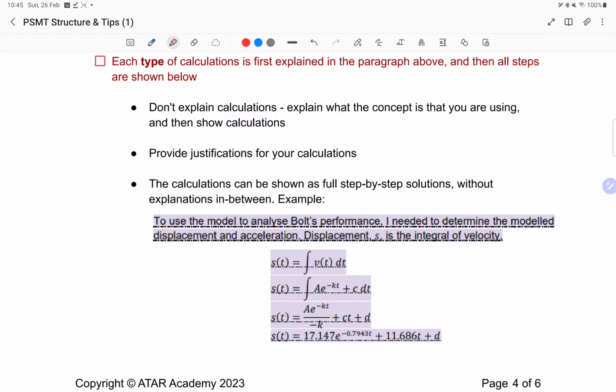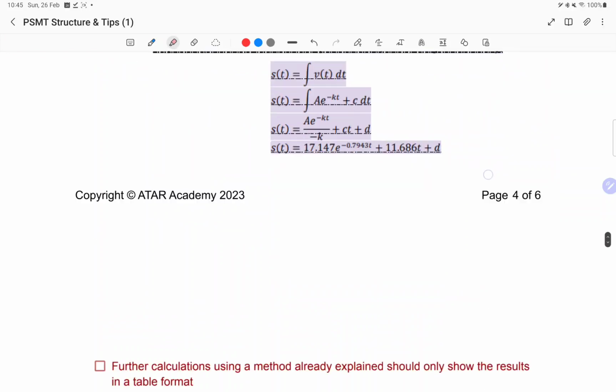Your b is your k. Yeah, your b is your k. E power kt or something like that. So you have to explain the variables in the mathematical concepts and procedures, yes. Correct. Okay, all right.